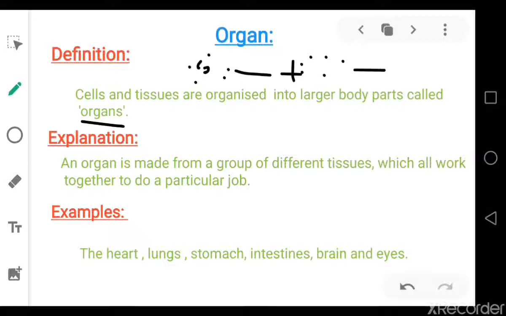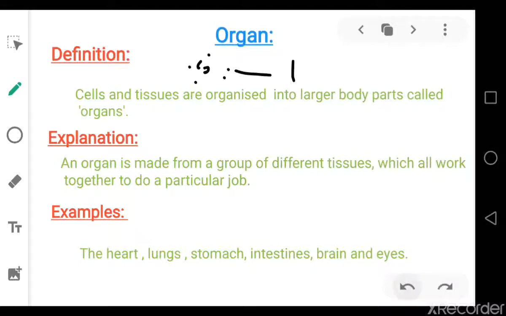And here you can see, you can relate it over here. Cells and tissues organized into larger body parts are called organs. I hope you have gotten the concept that first a group of cells forms a tissue, then a group of tissues and cells form larger body parts, and that is called organs.